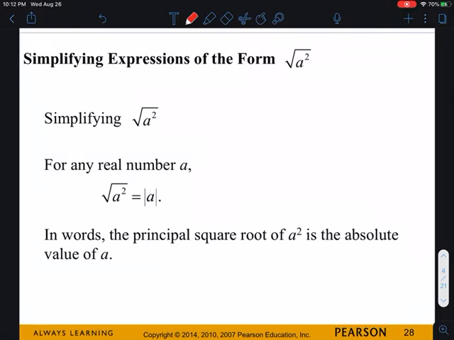So simplifying the square root of a squared. For any real number a, the square root of a squared is going to equal the absolute value of a. So the principal square root of a squared is the absolute value of a.